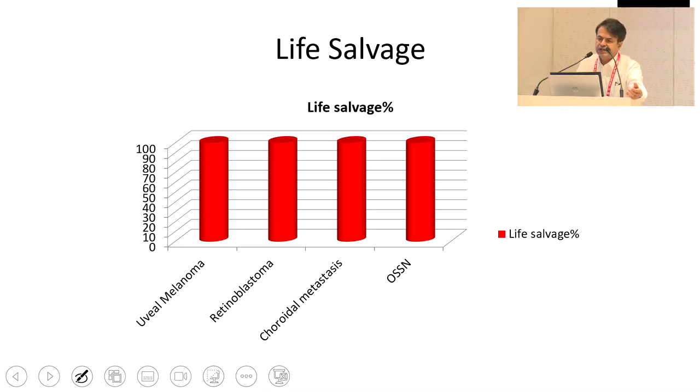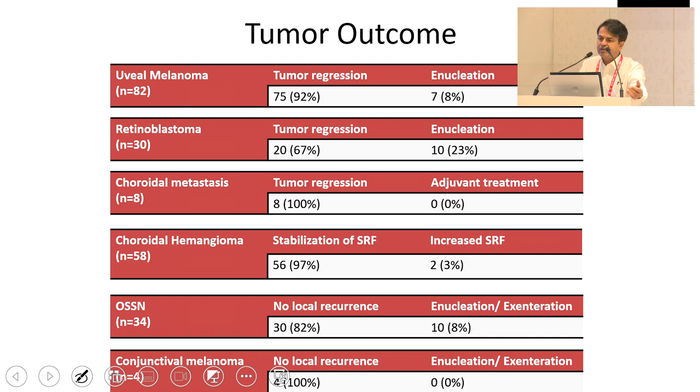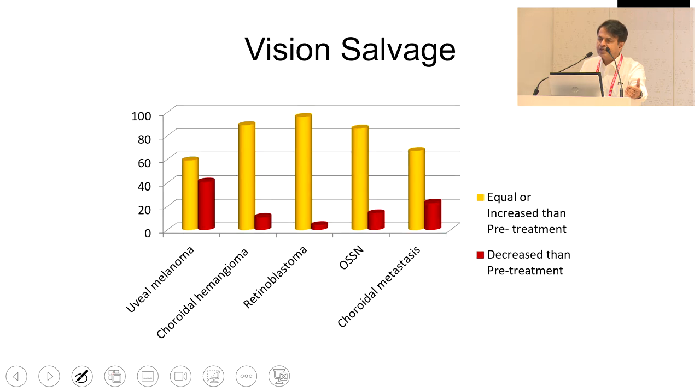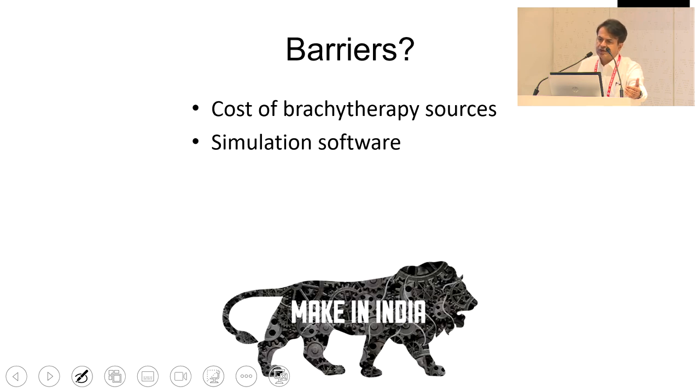Life salvage is nearly 100% in these patients, except uveal melanoma, where life salvage cannot be determined by plaque brachytherapy or enucleation. Irrespective of that, they have a risk to life. Tumor outcome is spectacular. Vision salvage depends on the location of the tumor. In melanoma, we have suboptimal vision. In all other tumors, the vision salvage is very good.